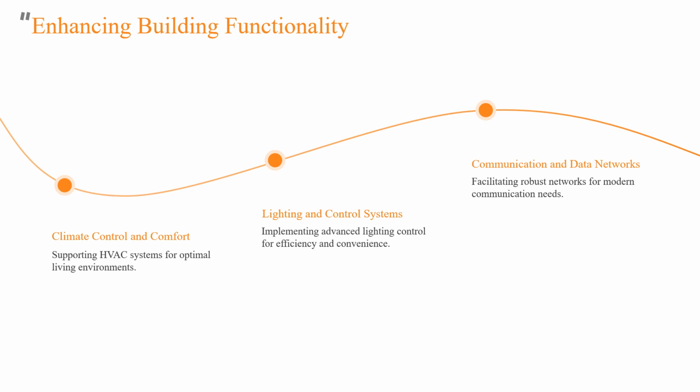Some aspects of enhancing building functionality are power delivery and reliability, smart wiring and enhancing features, aesthetics and design, and future proofing, along with climate control and comfort, which supports HVAC system optimization in the living environment, lighting control for advanced lighting control, and communication and data network for modern communication needs.